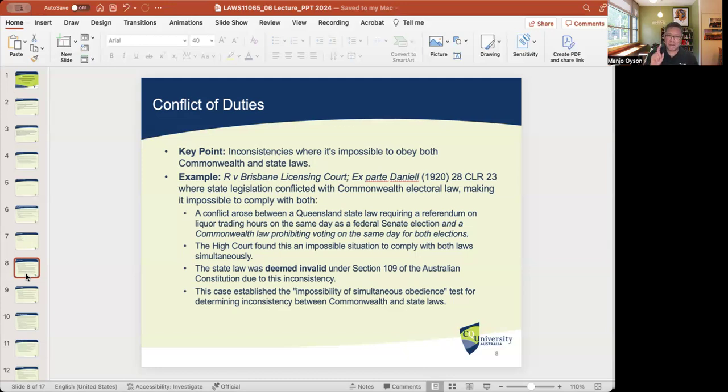Again, it's important to remember that because when you see these types of cases, always ask yourself, did this happen prior to the Engineers' case or was it after? Because that will give you a sense of the flavor of the court, or the way by which it is likely to approach conflicts between Commonwealth laws and state laws. Because as we know, prior to the Engineers' case, which was, I think, decided by the High Court in 1920, what it essentially meant was that the High Court was very vigilant in trying to protect the power of state parliaments to pass laws.